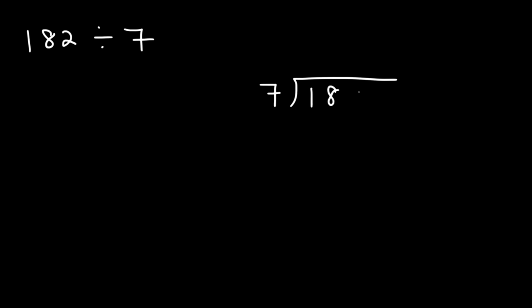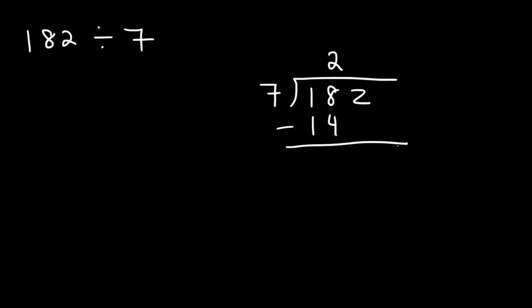So now it's your turn. Go ahead and try this one. Divide 182 by 7. Feel free to pause the video. So 7 doesn't go into 1. But how many times does 7 go into 18? 7 goes into 18 2 times. 7 times 2 is 14.